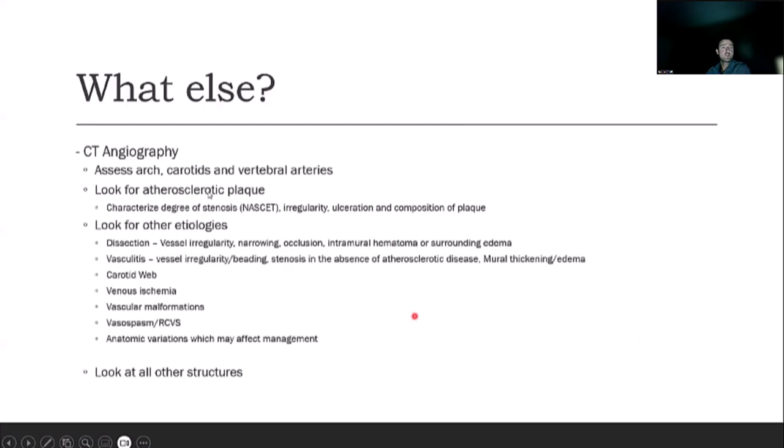What else? So on our CTAs, we always want to assess the arch, the carotids, and vertebrals, look for atherosclerotic plaque, characterize the degree of stenosis by NASCET, look for any irregularity or ulceration and composition of the plaque, look for other potential etiologies for vessel occlusions or stroke, such as dissection, vasculitis, carotid webs. Always look at the veins. Venous ischemia is still ischemia. Vascular malformations, any vasospasm or RCVS, and anatomic variations which may affect management, particularly in the setting of large vessel occlusion where they're going to be going in to do thrombectomy. And you obviously want to look at all the other structures.